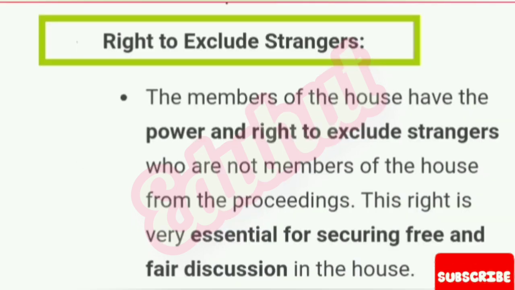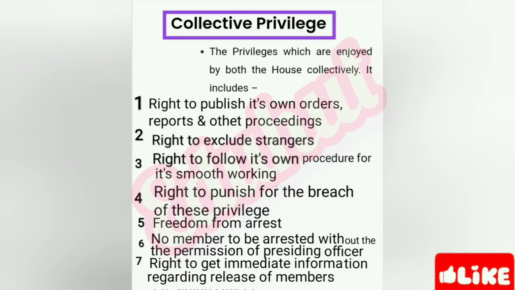Right to exclude strangers. The members of the House have the power and right to exclude strangers, who are not the members of the House, from the proceedings. This right is very essential for securing free and fair discussion in the House. Collective privileges. The privileges which are enjoyed by both the houses collectively.